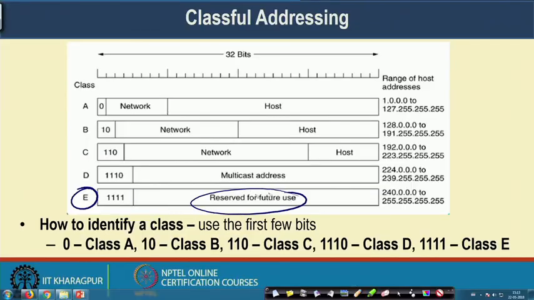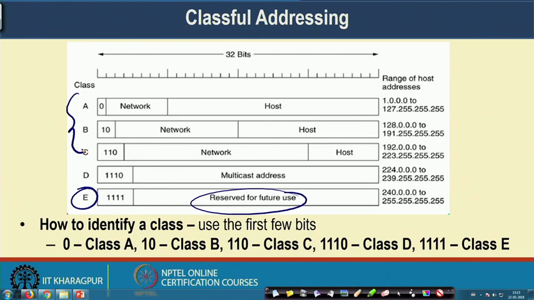The class E IP addresses are reserved for future use; they are not normally used. They range from 240.0.0.0 to 255.255.255.255. The other three classes of IP addresses, class A, class B and class C, are divided into the network address and the host address part.